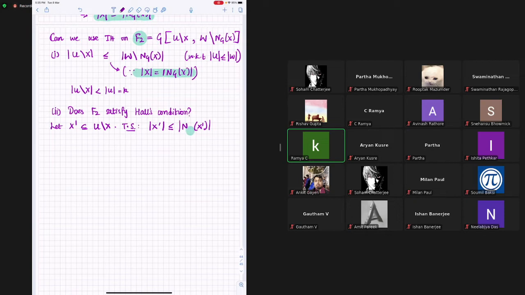I want to show that F2 satisfies Hall's condition. In F2, right? The neighbors of X prime in F2. So you must remember that its neighbors in G, H may all be different. We have removed certain vertices, so we have to be careful. We're only thinking about the neighbors of X prime in F2. And we want to say that no matter what subset of U minus X, X prime, that you choose, its cardinality will always be less than or equal to its neighbors in the graph.